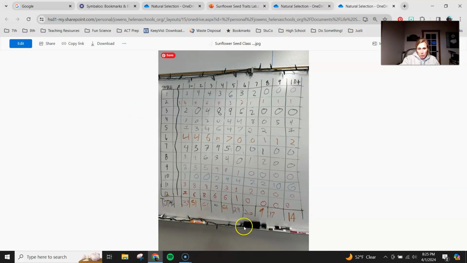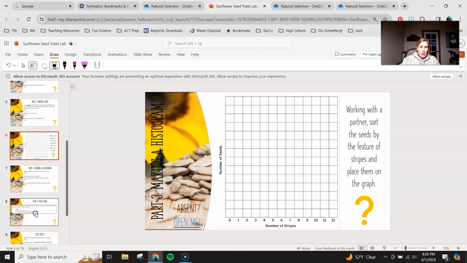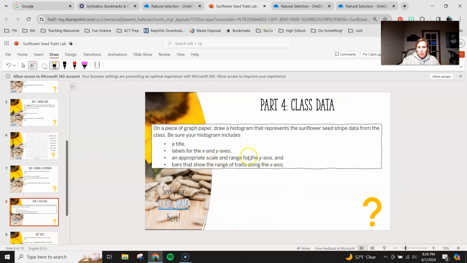And then your y-axis should look at this. If you take a look, what's your highest number here? Your graph on your y-axis should go maybe to like 70. So you can figure out how you graph it from there, and then your lowest can go down to 0. Make sure you have that data in for your scale, for your y and x axis, and then finally you're going to draw your histogram using bars that show the range of traits along the x axis.